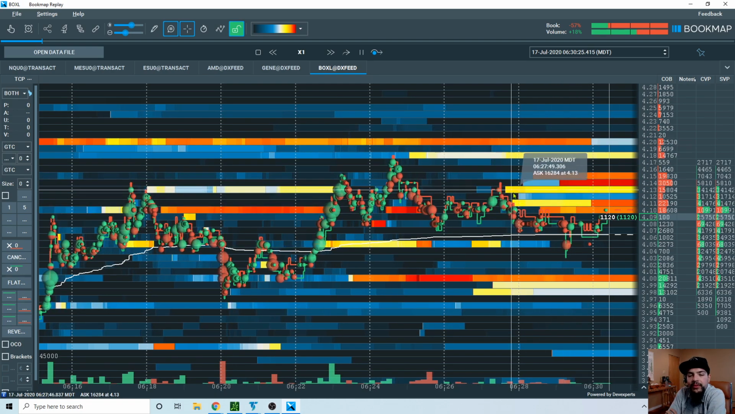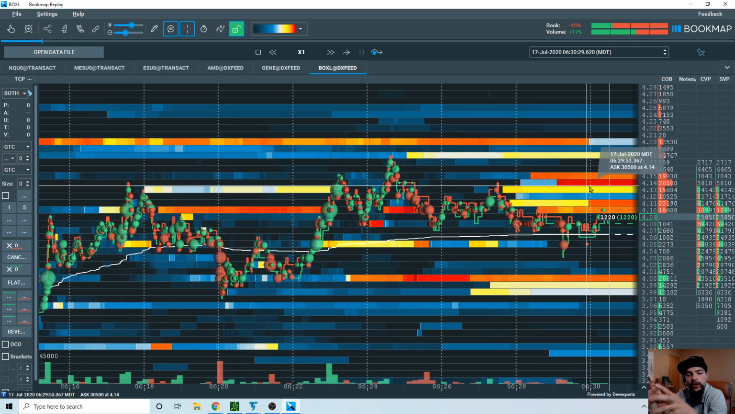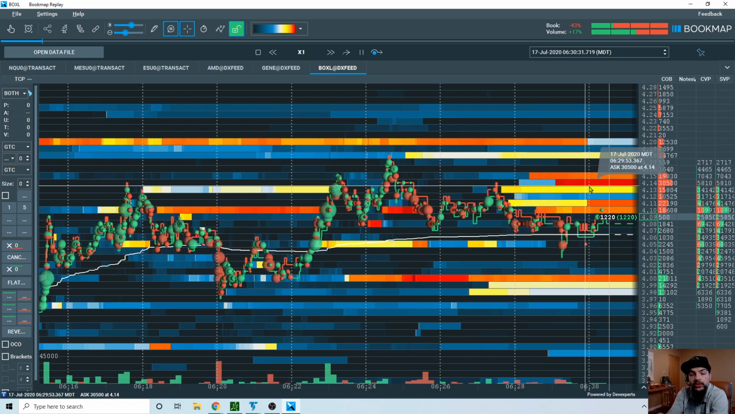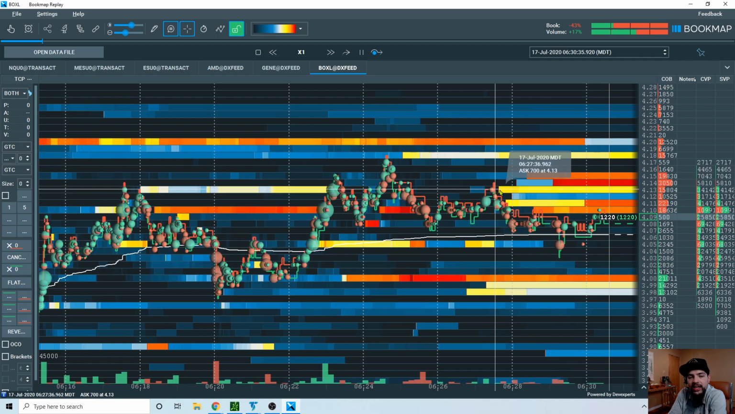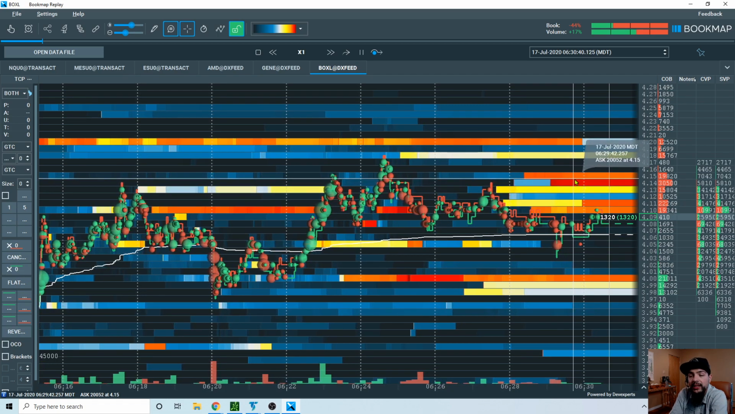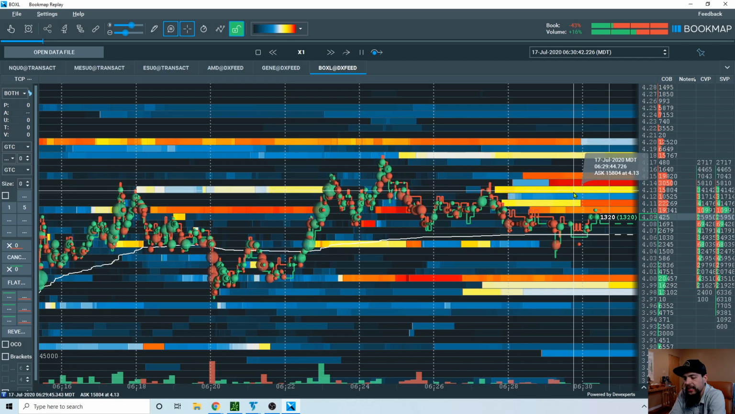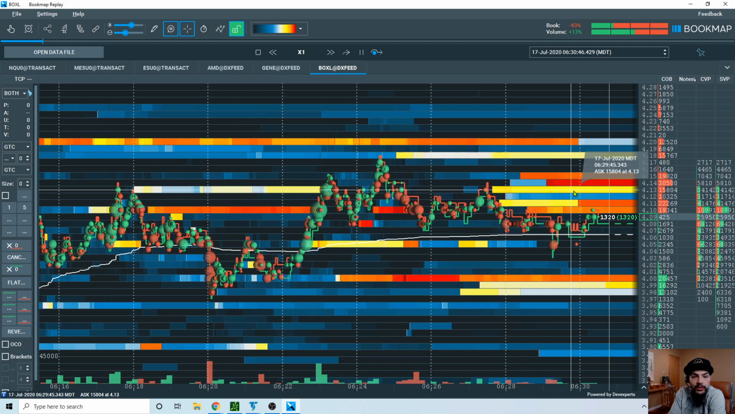Think of it this way. This is individuals, banks, firms, people, computers, all the orders currently on the book sitting right here. The darker the color, the more participation. Now, I get a question all the time recently. Can we see if it is a buy or a sell?